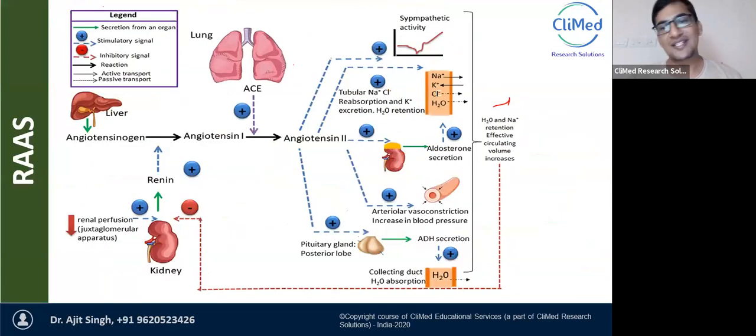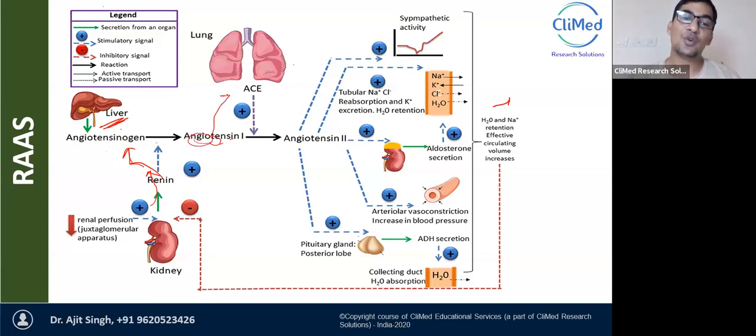Okay, so RAS system, I told you that day, let's revise it. So it all starts with where? It all starts with where, guys? It all starts with the liver. From the liver, the angiotensinogen releases, and along with that, renin releases from the juxtaglomerular apparatus, from your kidney, and renin breaks down the angiotensinogen into angiotensin 1. Okay, angiotensin 1, and this process happens in the liver.